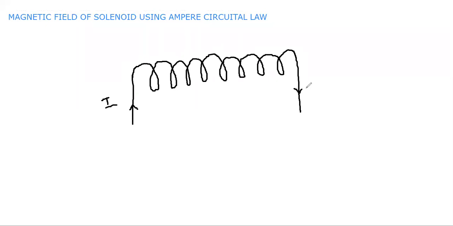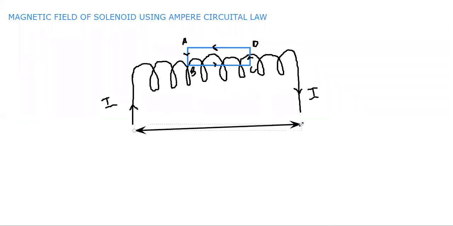Now you have to find the magnetic field of this solenoid, right? So for finding the magnetic field of this solenoid, you have to consider an Amperian loop here. So I will make one Amperian loop here like this. Let this be the Amperian loop for finding the magnetic field, and let its direction be in this way, and you can also give names to it. Let it be A, B, C and D.